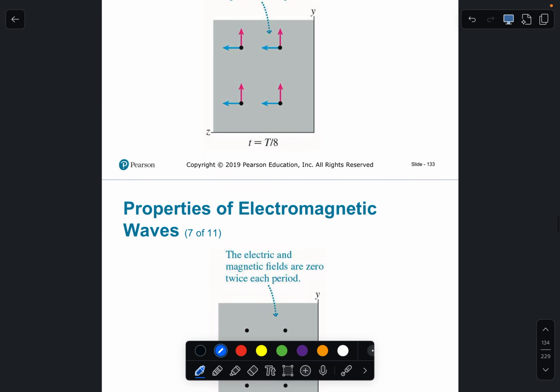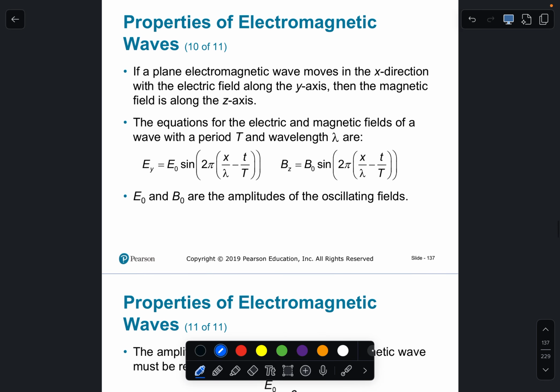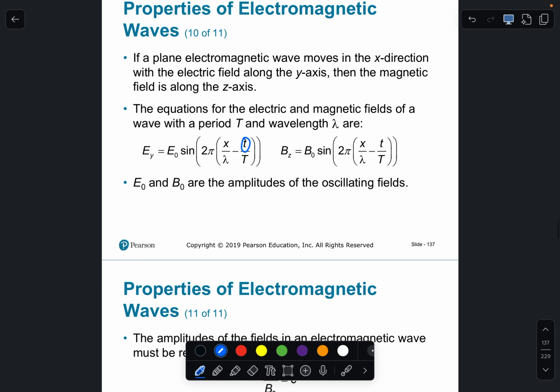Okay, so the position and the time are both parameters that you need to know in order to determine what the amplitude of the E field or the amplitude of the B field is. And they're related by sine functions.